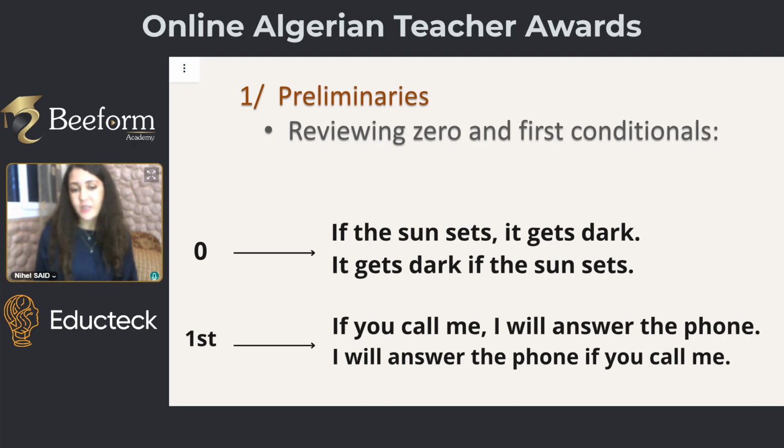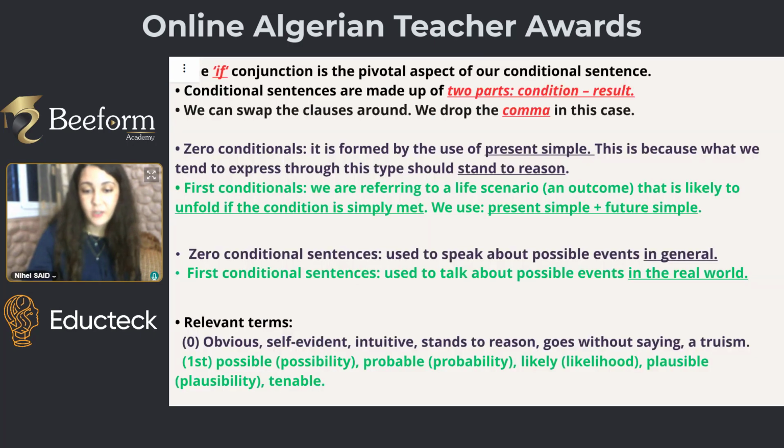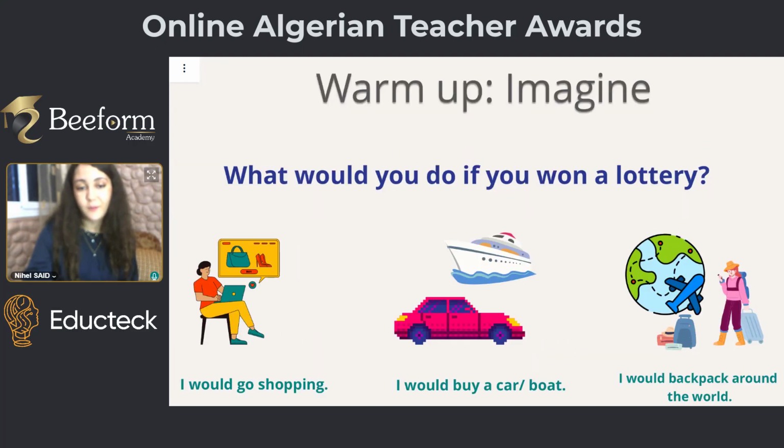While for the first conditional here, we're trying to talk about events that are related to the real world. So they are contextualized, they're context sensitive, they have a background to them. All right? So this is for our zero and first conditionals. This is everything we said about it.